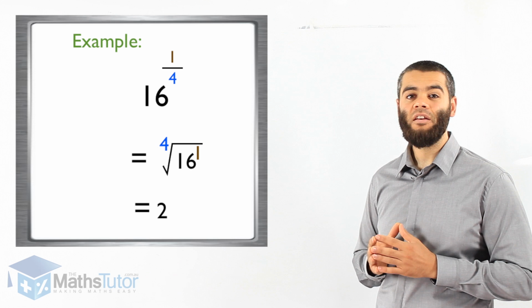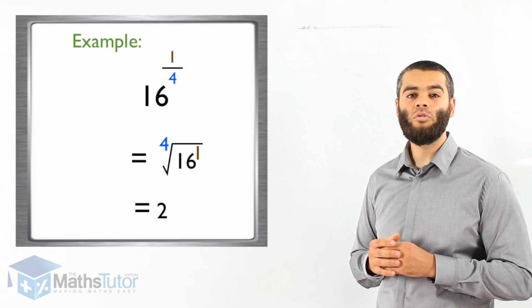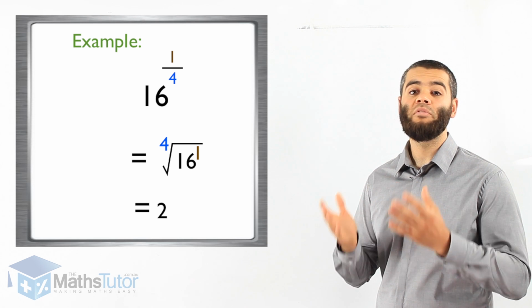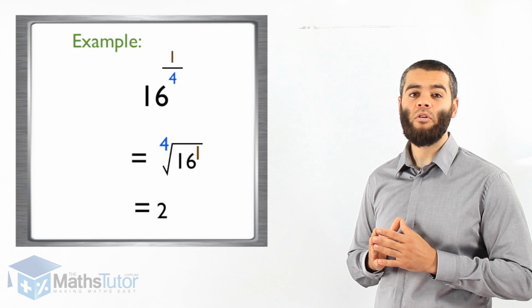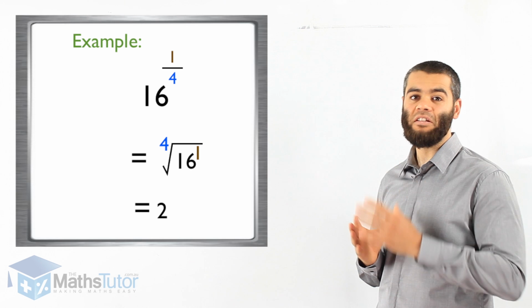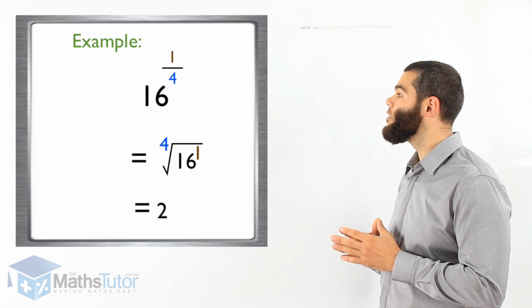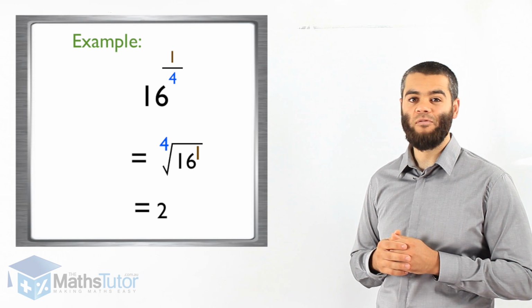4 root 16 to the power of 1, which is basically 2. 2 times 2 times 2 times 2 equals 16. So 16 to the power of a quarter is in fact 4 root 16. The denominator goes outside the root sign and the numerator is inside. 4 root 16 to the power of 1.